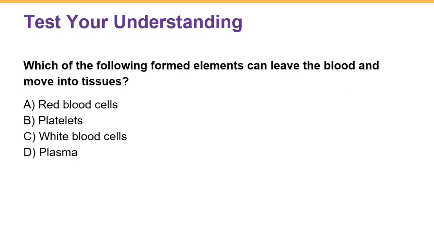Correct? Okay. Next question. Which of the following formed elements can leave the blood and move into tissues? Can red blood cells leave the blood and move into tissues? That is what we call bleeding, and we don't want this to happen. Platelets? Platelets' job is to stop bleeding, so they actually cannot leave the blood. Plasma? Plasma is not even a formed element. They can leak from the blood, but they are not formed elements.